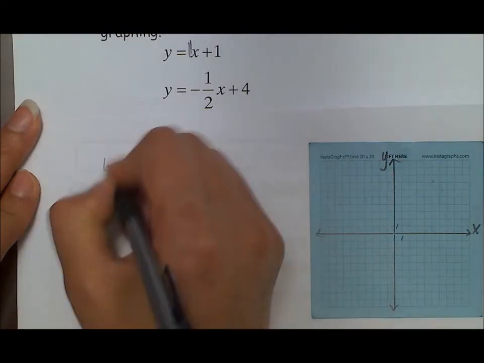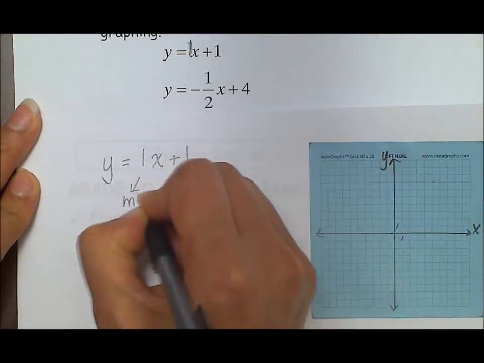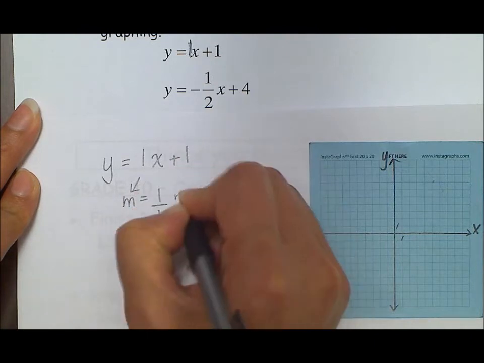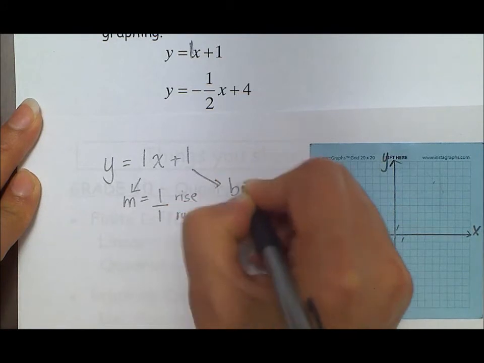So I have y equals 1x plus 1. This indicates to me that the slope is equal to 1 over 1. So that'll be my rise and my run. And this indicates to me that the y-intercept is equal to 1.